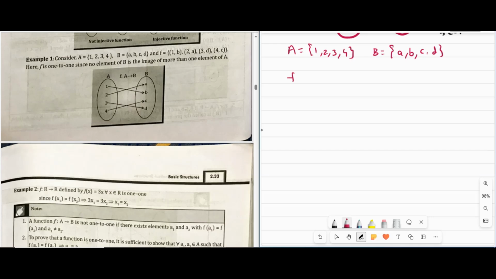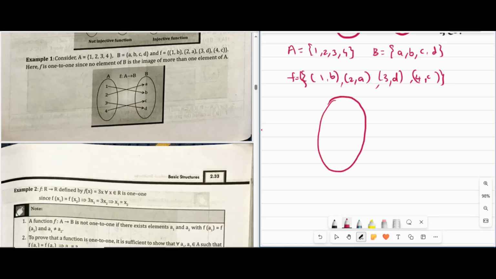Then function f is (1, b), (2, a), (3, d), and (4, c). So f is one-to-one. We have to prove it is one-to-one. So we'll just prove it by a diagram. You can prove it by both methods. Whichever you prefer, whichever is easy, you can do it that way.